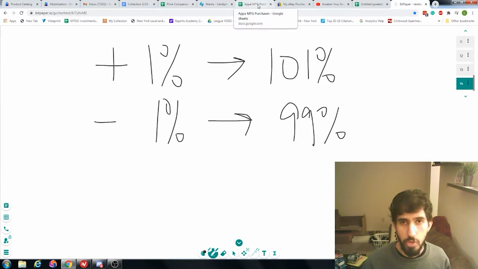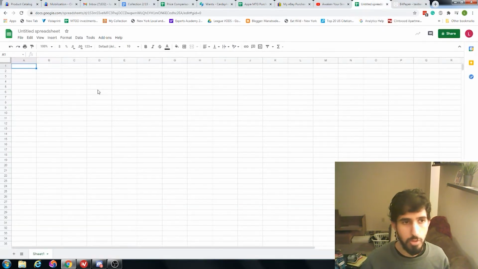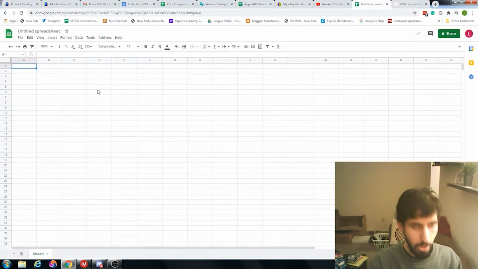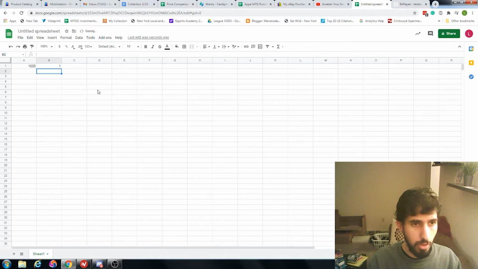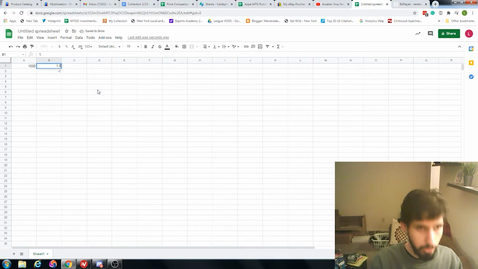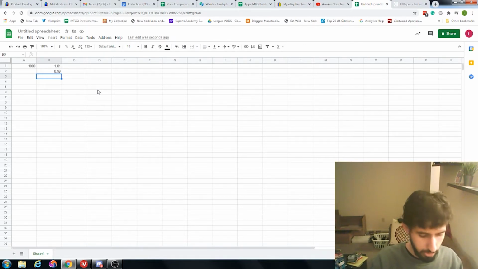So let's look at this in a spreadsheet. Let's say we have some starting amount, like $1,000. And I'm going to say this will be like the percent. This will be like the return, right? So let's say like 1.01, 0.99. Or technically it's not the return, but it's what we're going to multiply by to get to our next amount.